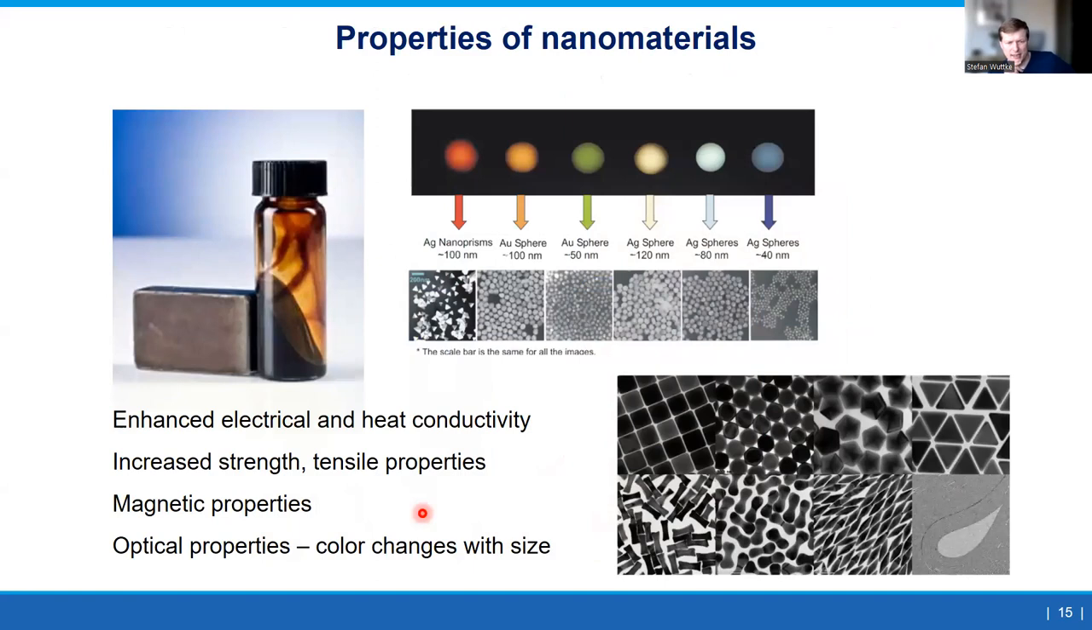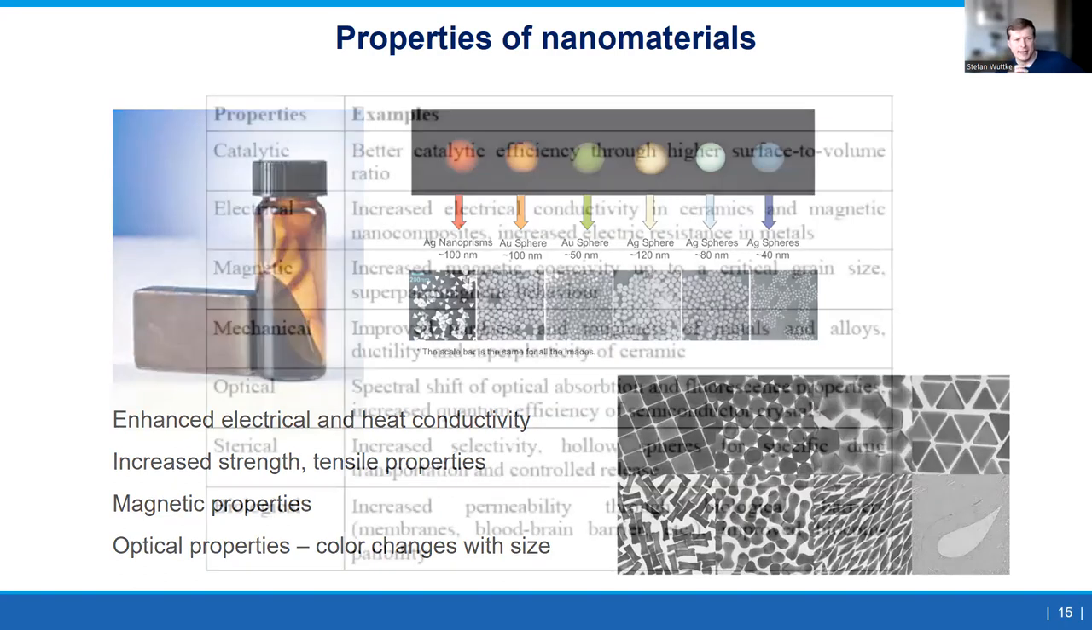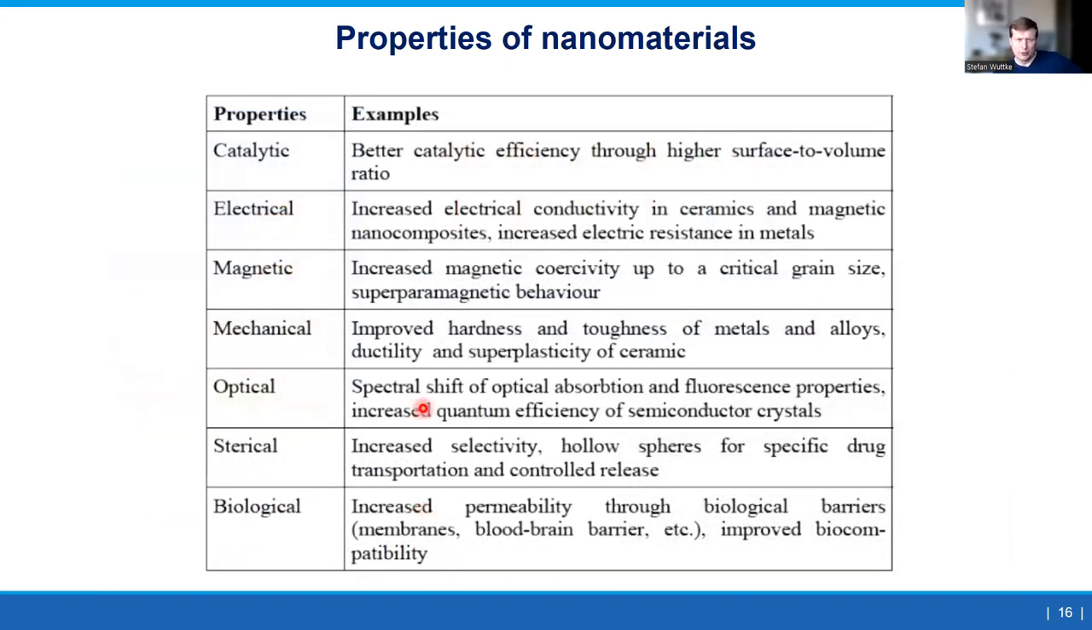So you have enhanced electrical properties, heat conductivity, increased strength. This is also very important. For example, if you go to the dentist, a lot of these composites are nanoparticle based because they have higher surface area when put together. So you have a very strong material. Magnetic properties change, and as you said, optical properties change. To go step by step, one key property that is changing is catalytic properties.